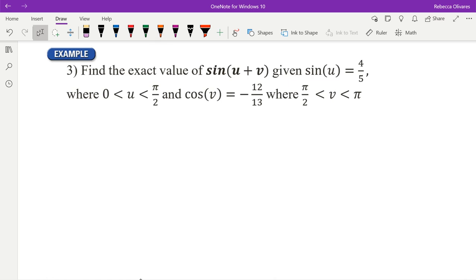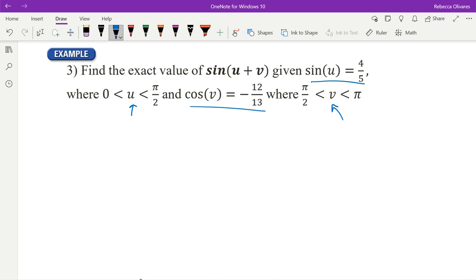All right, next we want to find the exact value of the sine of u plus v. And we're given information about the sine of angle u, that's 4/5, and we're given information about the cosine of angle v is negative 12/13. You're also told that angle u is between 0 and pi over 2, so that's in quadrant 1. And then the angle v is in quadrant 2.